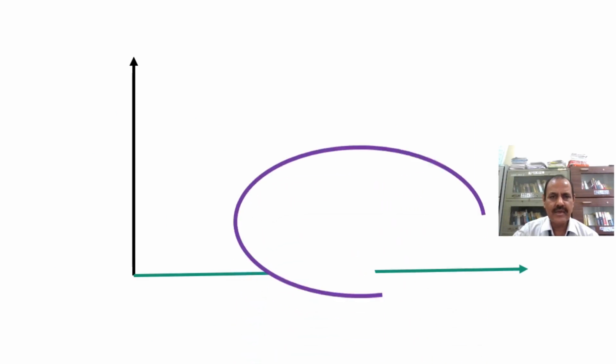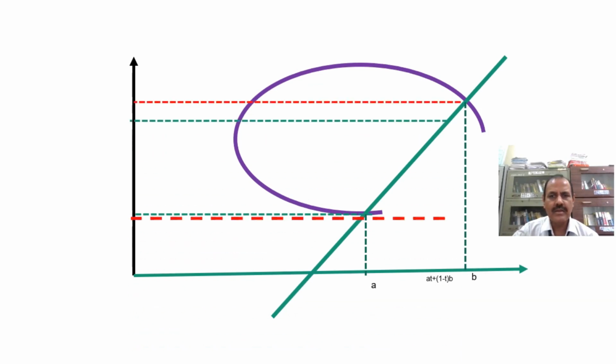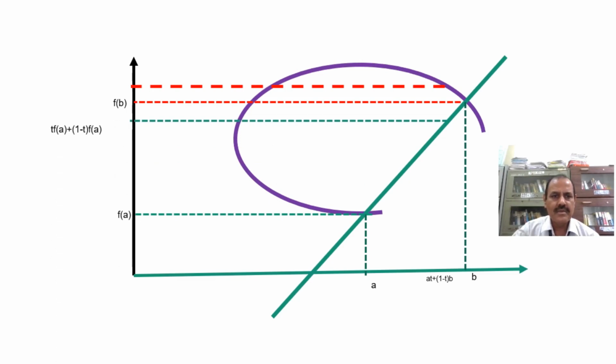This is the x-axis, y-axis. This is the curve, the given curve. This is the line connecting 2 points A and B. This is the middle point. Now let us see the images. This is f(a). This is f(b). This is t times f(a) plus (1 minus t) times f(b). And this is f of (t a plus (1 minus t) b). So here t f(a) plus (1 minus t) f(b) becomes lesser than f of (t a plus (1 minus t) b). This is just opposite to the earlier graph.